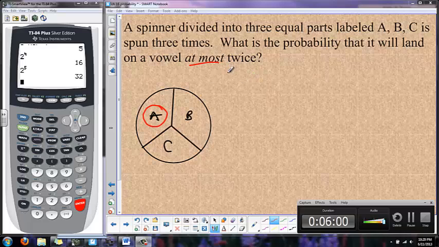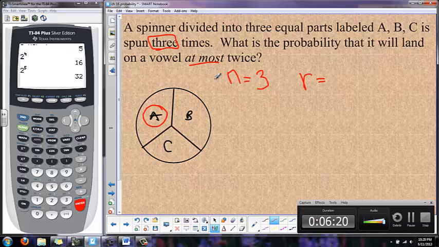Let's set up our equation. N is the total number of trials that we have. We're spinning it 3 times. So the total number of trials that we have is 3. R is the number of trials that I'm particularly concerned with. In this case, it will land on a vowel at most twice.